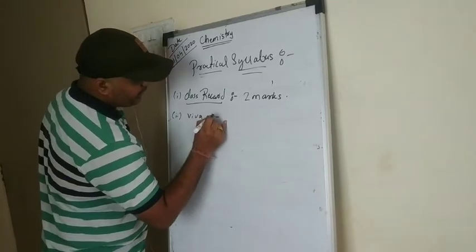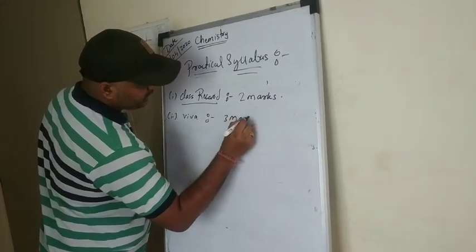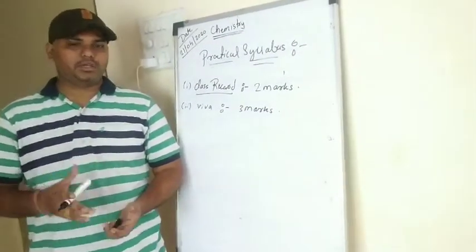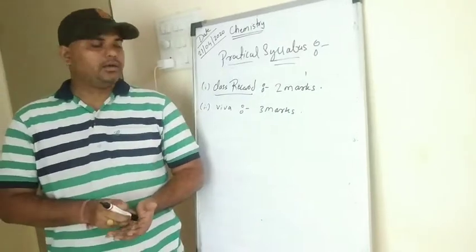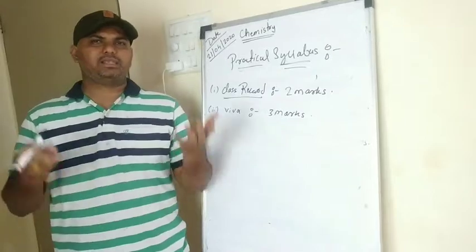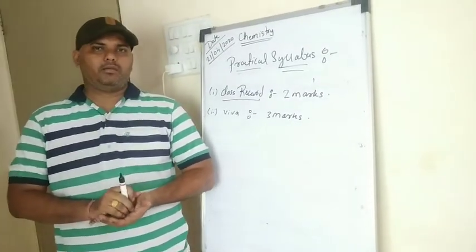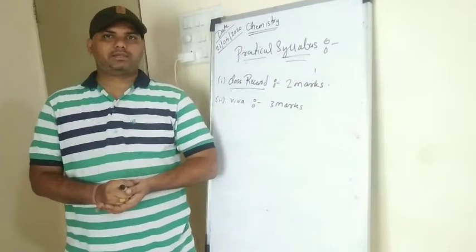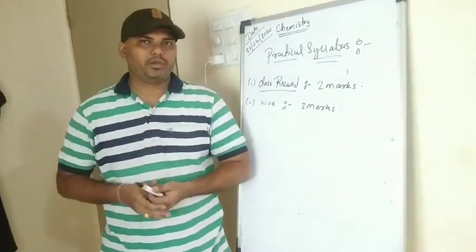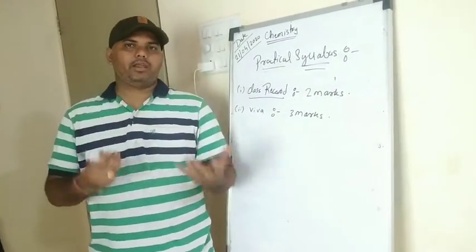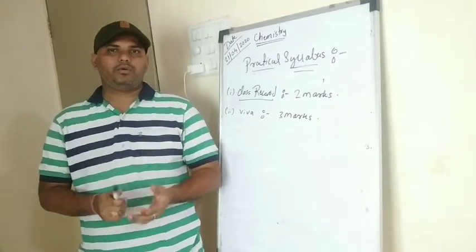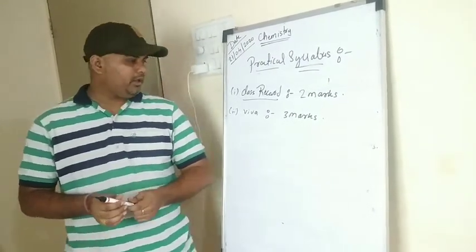Viva will be for 3 marks. Whatever practical you get in your board examination, for that you will get a 3 marks Viva. Very basic questions will be asked in the exam. They will ask you what is volumetric analysis, what is the pH scale, what kind of chemicals you are using, what apparatus you are using. But you have to prepare thoroughly yourself for the Viva.